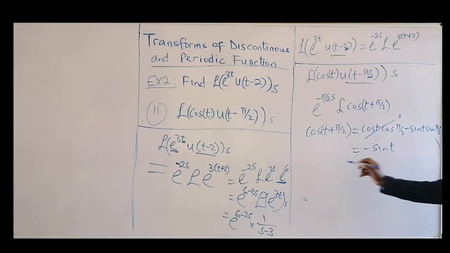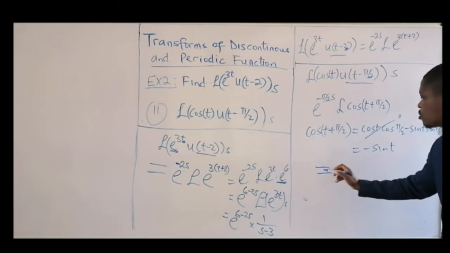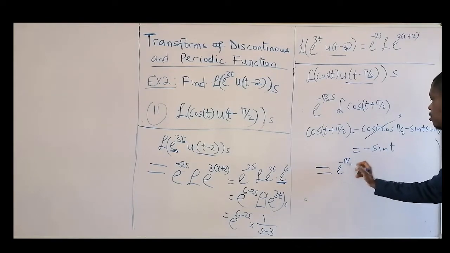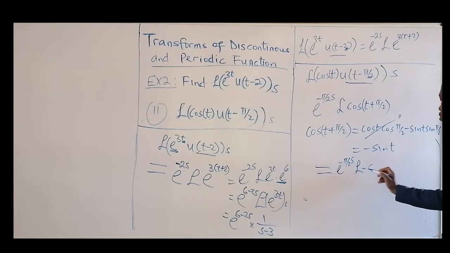So you now come back, and your question becomes e to the minus pi over 2 s times the Laplace of minus sine t. The minus can go outside, and that will be equal to minus e to the minus pi over 2 s times the Laplace of sine t, which is 1 over s squared plus 1.